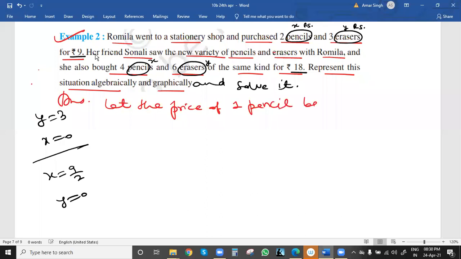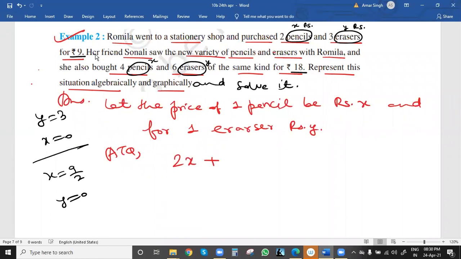Let one pencil cost x rupees and one eraser cost y rupees. According to the question, two pencils: one pencil is x rupees, so two pencils 2x. One eraser is y rupees, three erasers 3y, equal to 9. This is the first equation. Second, for Sonali: four pencils, 4x, and 6 erasers, 6y, equal to 18. Correct, this is the second equation.